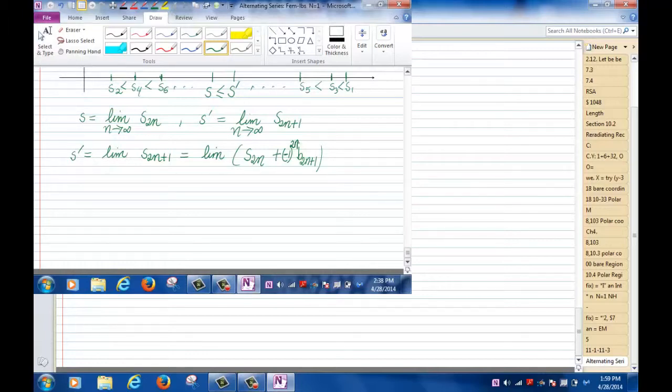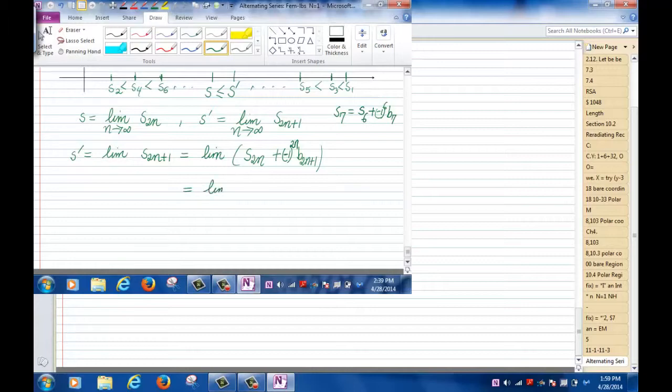Did that make sense? It's like saying, what is S7? If I ask you what is S7, what did you say? S7 is S6, right? Plus the next term. The next term is what? b7. But what's the sign for b7? It's negative 1 to the 6 here, right? Everybody's okay? So now I could say that I have to take the limit of that.